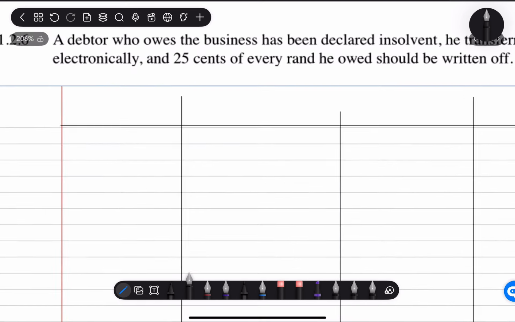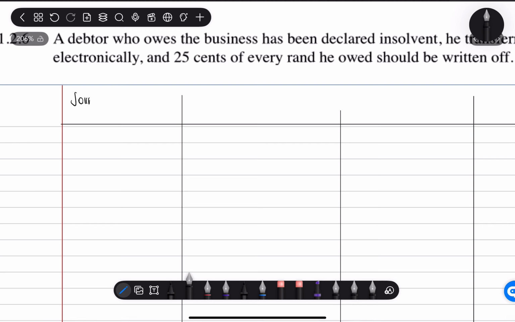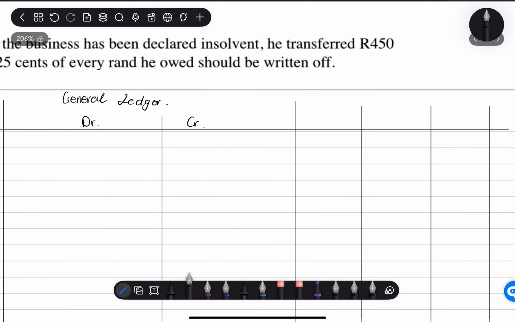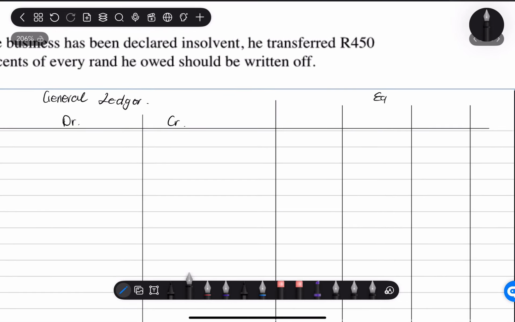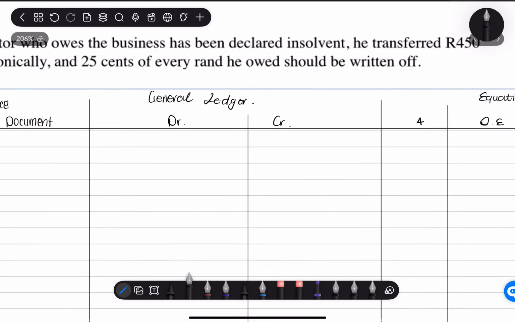Okay, so let's go through this together. So you've got your source document over here, which you covered in 1.1.5. Then you've got your general ledger, and then you've got it increases on your debit side or credit side, depending on what it is. And then you've got your accounting equation, and here you've got your assets, owner's equity, or liability.